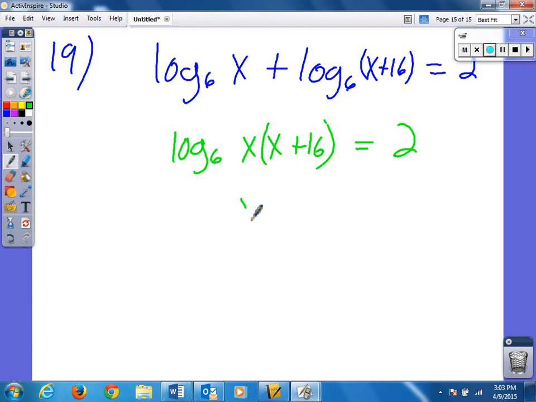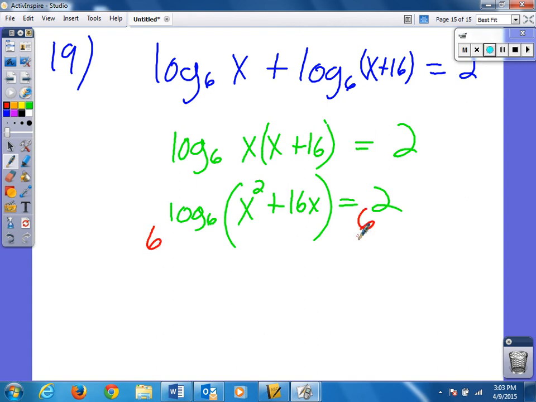And then if we use the distributive property, we get x squared plus 16x equals 2. Oh, and the log base 6 of that. Okay, and now that we have just the one logarithm on one side of the equation, now we can take 6 raised to each side. So then we get x squared plus 16x on the left. And again, this is not 6 times 2, it's 6 raised to the second, which is going to be 36.